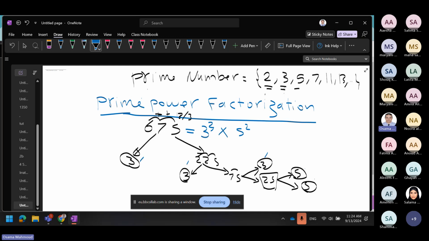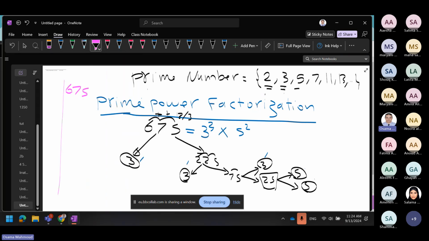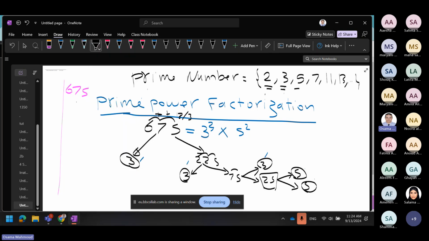Some people don't like to do this one. So it's easier to have it like this: 675, and they divide it by the first prime. 2 is not working, so I try 3, when I know this number is divisible by 3. And this is also divisible by 3, and this is also by 3. This cannot be divided by 2 or 3 anymore, so try 5, 5, 5, 1. Okay, it's up to you. But this we call the tree method, which is equivalent to this one, right?